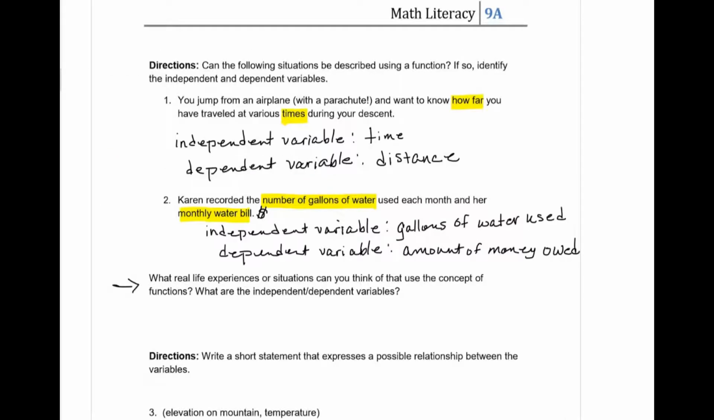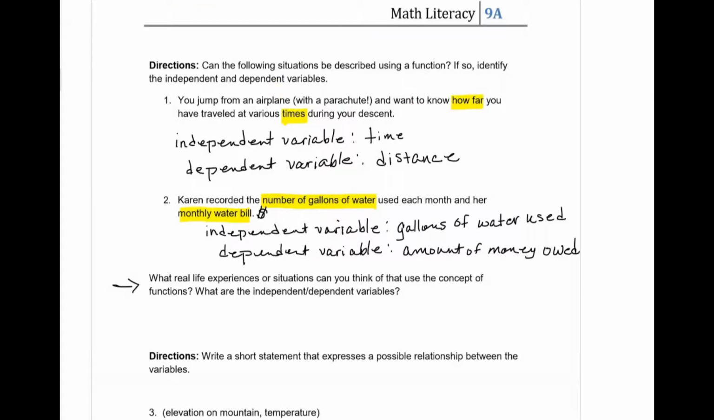Question: what real-life experiences or situations can you think of that use the concept of functions? And then see if you can think about that and identify the independent and dependent variables. So you might want to pause here and see if you can come up with something on your own. One real-life example that I can come up with right off the top of my head is dealing with the paycheck. For hourly workers, the more hours you work, the more money that you get.